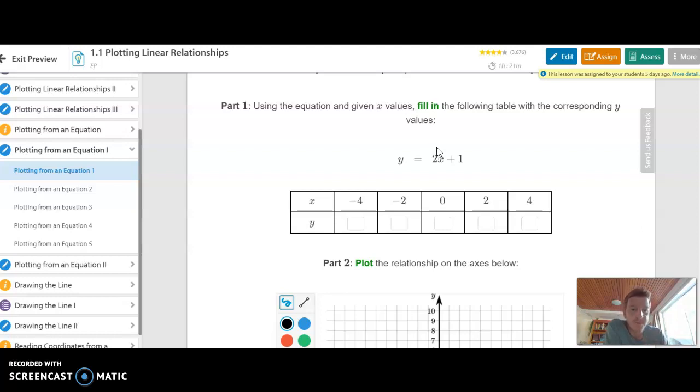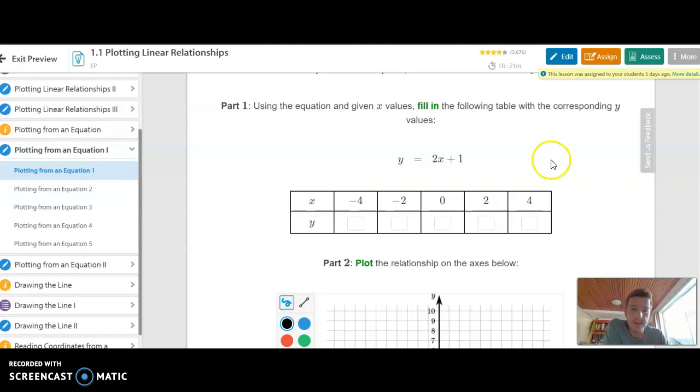The second part is that plus 1, that's telling me the starting point. That means that when x is 0, y is 1. And on my graph, it means I'm going to start the line, my y-intercept, at positive 1.